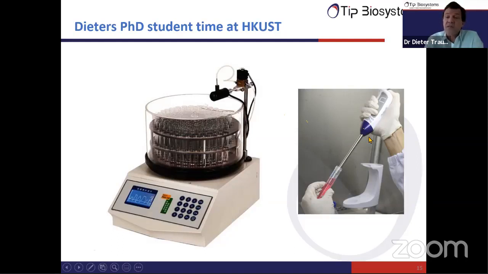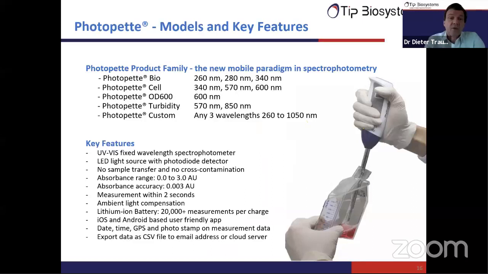And here you see how the instrument is used to measure directly in such a test tube, without transferring the sample. Yeah, so that's the story behind the creation of the Photopette device. So today we have developed this into a family of instruments, and we call them Photopette Bio, Photopette Cell, OD600, Tubility, and they cover different applications.